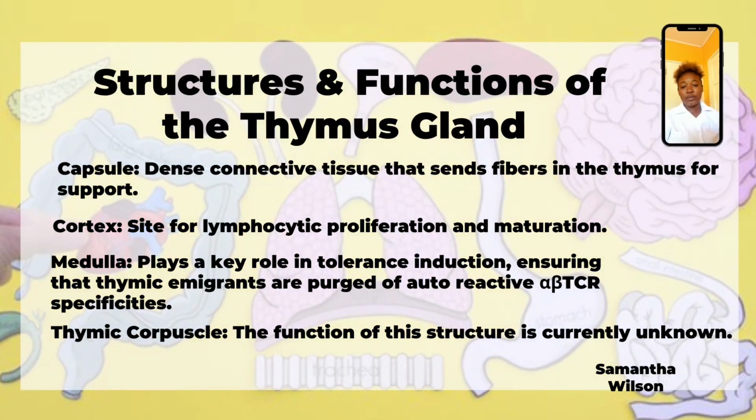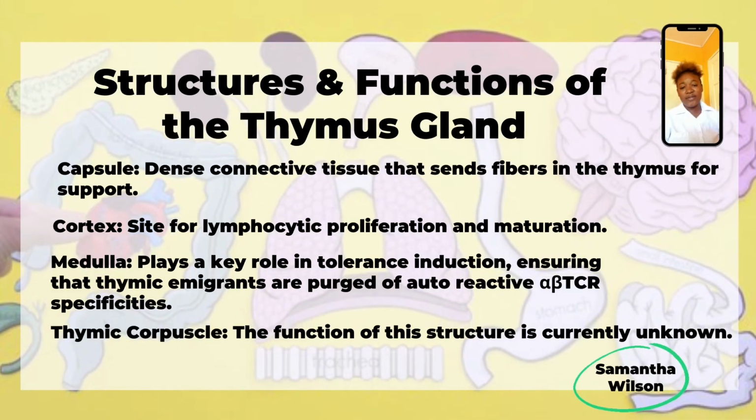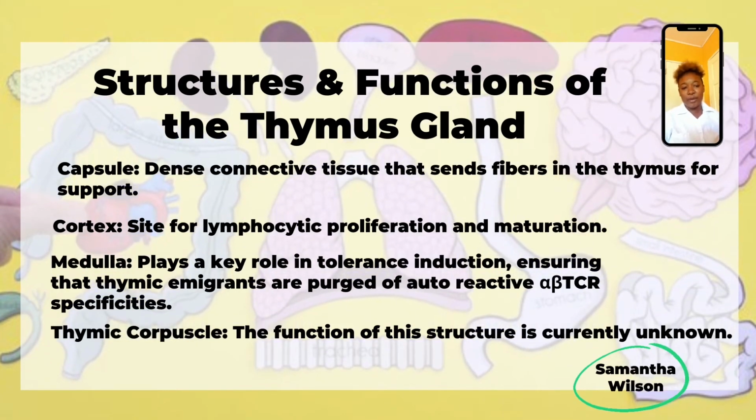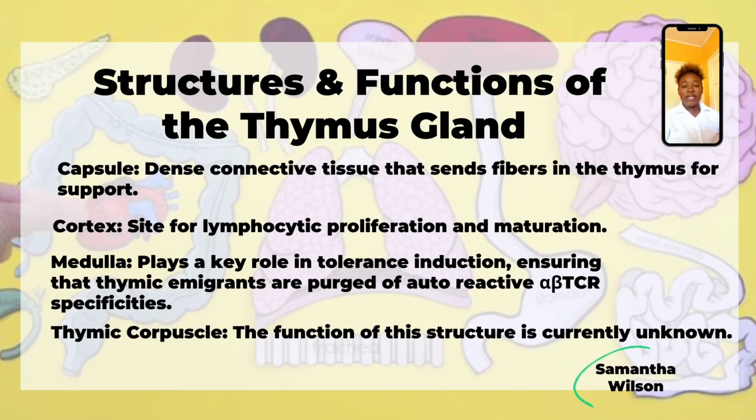Now the function of the capsule is that it is a dense connective tissue that sends fibers into the thymus for support. Secondly, the cortex is a site for lymphocytic proliferation and maturation. The medulla now plays a key role in tolerance induction, ensuring that thymic immigrants are purged of autoreactive alpha and beta TCR specificities. And the thymic corpuscle, lastly, the function is currently unknown.